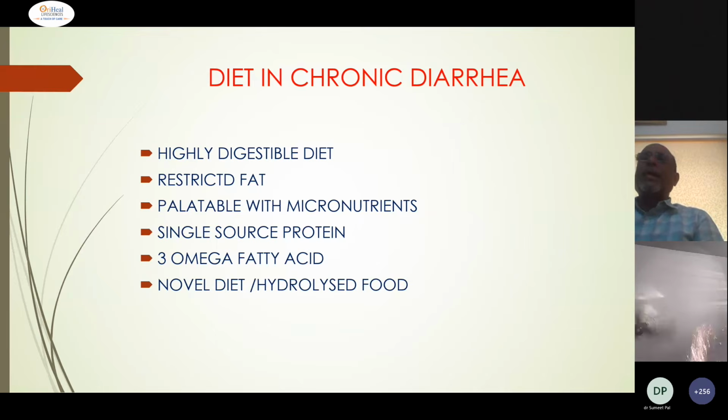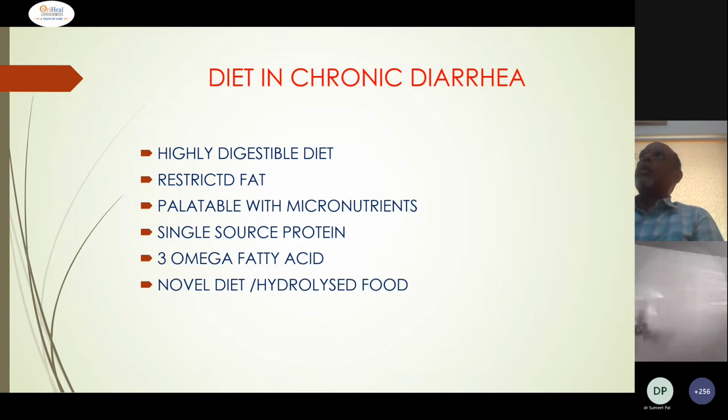So diet in chronic diarrheas: highly digestible diet, almost similar. Restricted fat. It should be palatable with micronutrients because absorptive function is lost. Therefore, you should use all the fat-soluble vitamins when you're giving a diet for chronic diarrhea. As I told you, single source protein is important. Omega-3 fatty acid addition is excellent because they are anti-inflammatory. Of course, novel diet and hydrolyzed food.